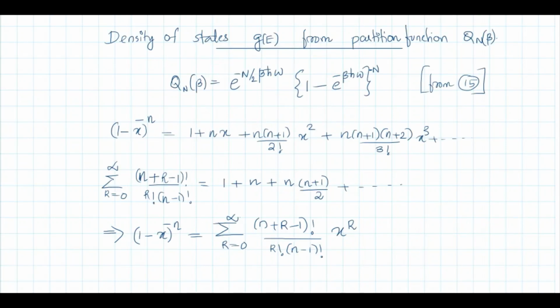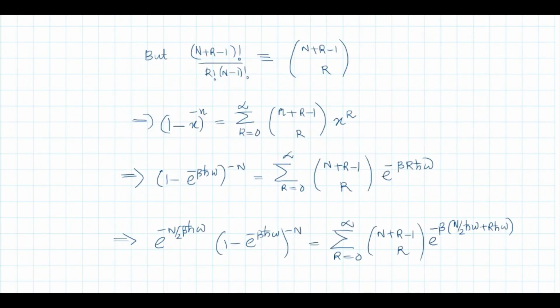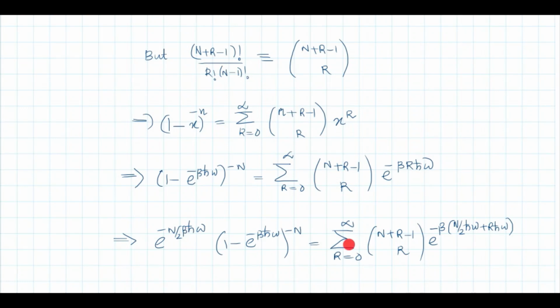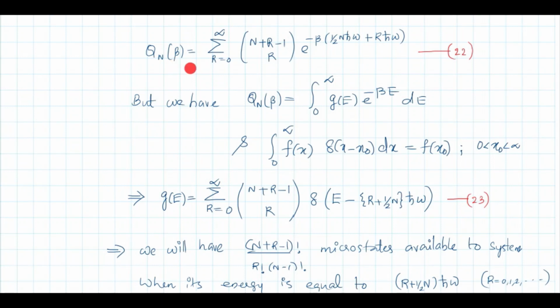Therefore, instead of x, here we have e raised to minus beta h cut omega. That becomes sigma r equal to 0 to infinity (n plus r minus 1 choose r) e raised to minus beta r h cut omega. There is one more term, e raised to minus n by 2 beta h cut omega. So multiply with that. You will get sigma r equal to 0 to infinity (n plus r minus 1 choose r) e raised to minus beta (n by 2 h cut omega plus r h cut omega). I think it is clear. Now, this is the partition function.